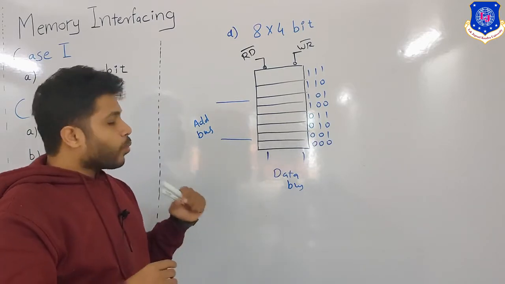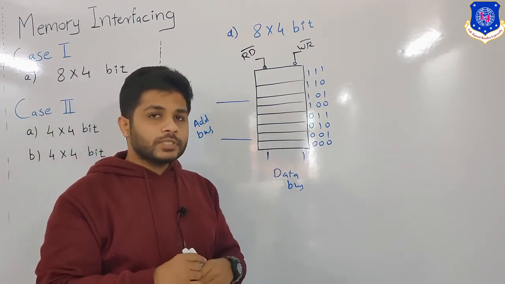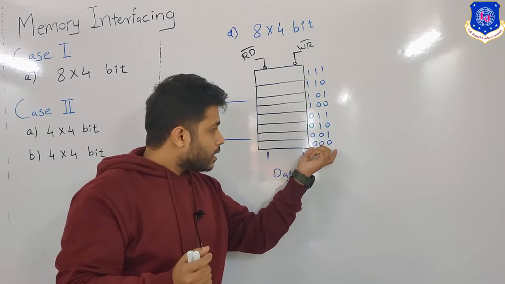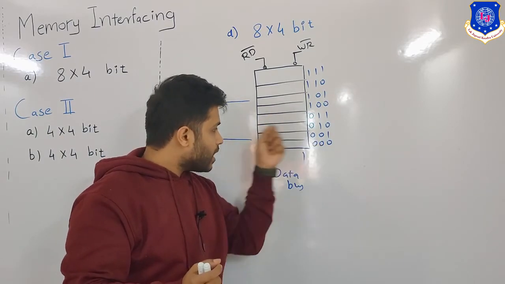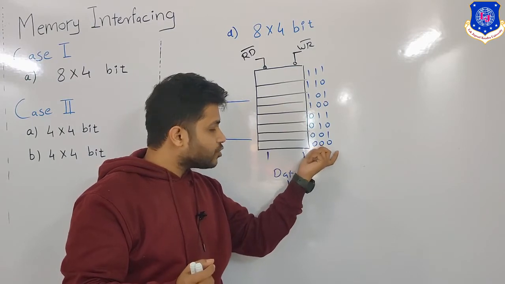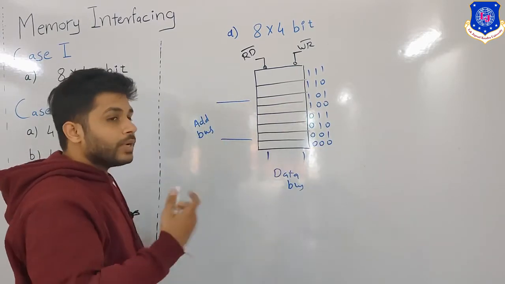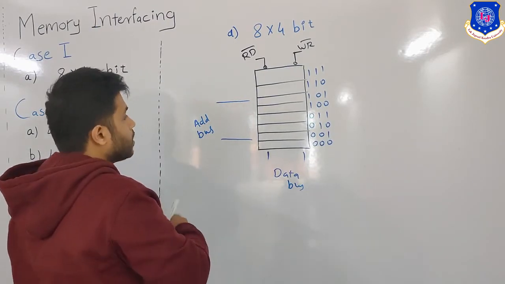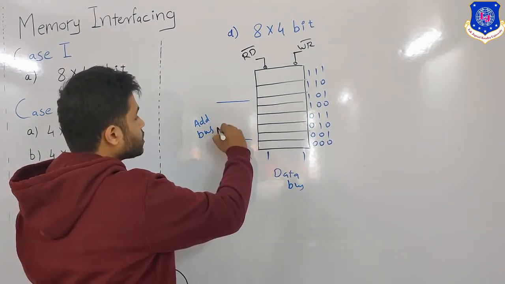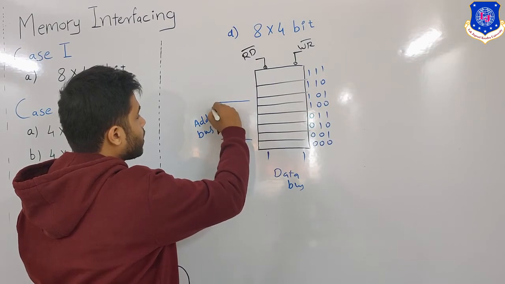Now can you tell me what will be the length of the address bus? The length of one memory location address is 3 bits, so we have to connect only 3 address lines to the memory. So we will interface only A0, A1 and A2.